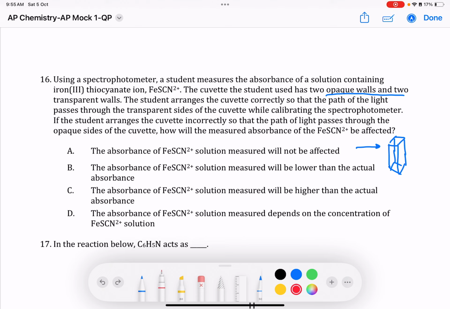If the student arranges the cuvette incorrectly so that the path of light passes through the opaque sides of the cuvette, so either fingerprints or opaque sides, the absorbance will be higher. How will the absorbance be affected? Definitely it will be higher. So the correct answer is C.